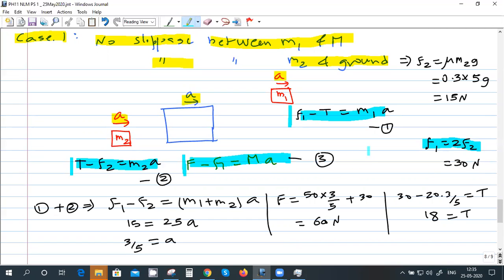So now we have to solve these equations. How many unknowns are there? F1, F2, capital F, and A. 4 unknowns, right? Unknowns are F1, F2, capital F, and then the acceleration A. And how many equations are there? This is the fourth equation. Okay, so 4 equations and 4 unknowns, so it is solvable.